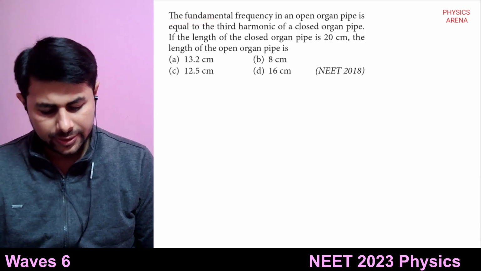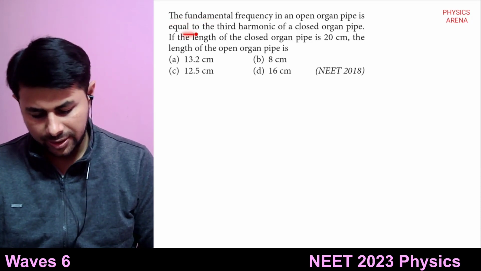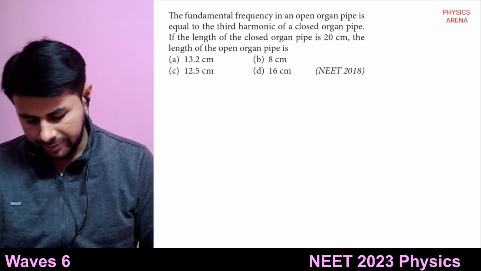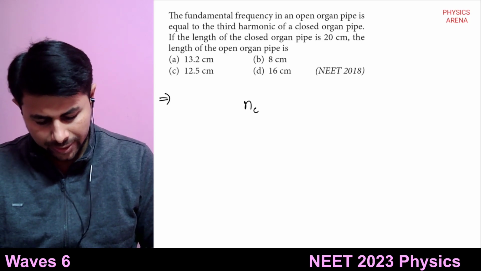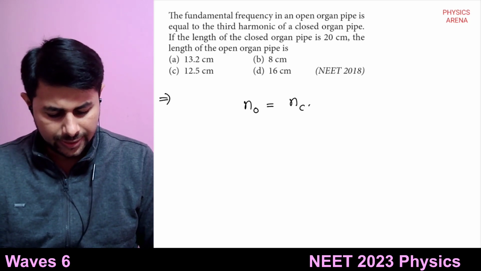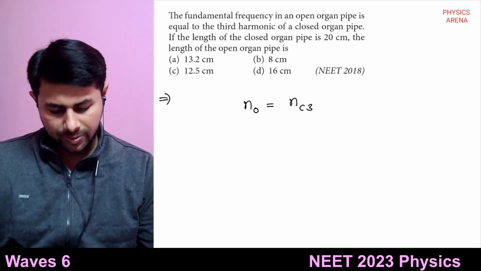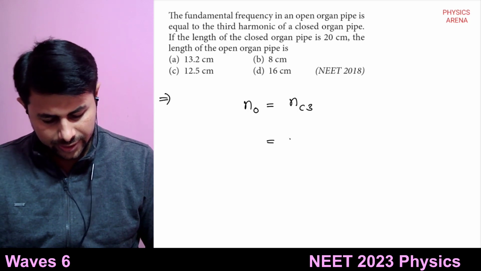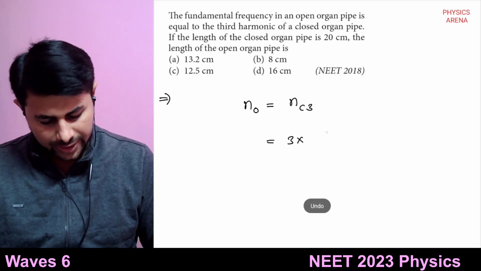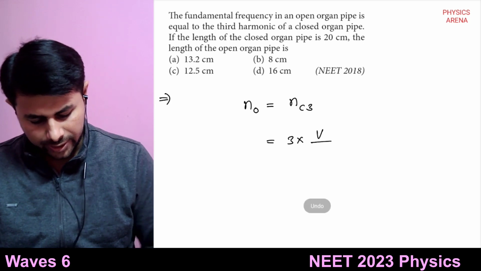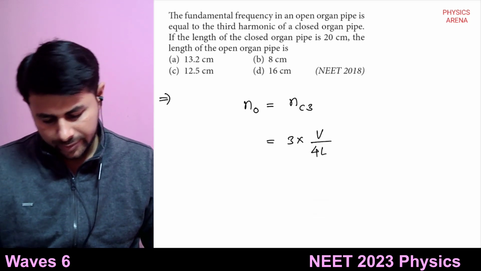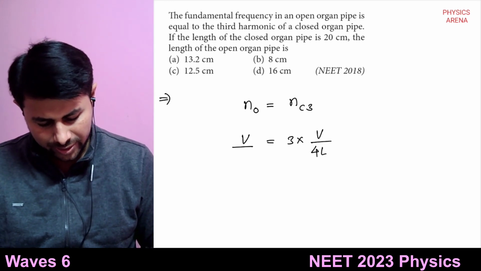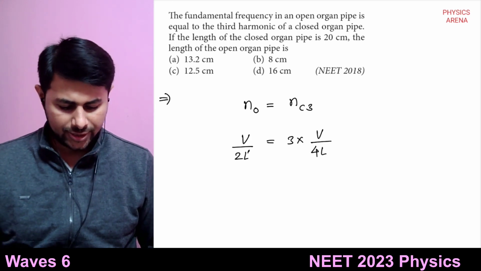Fundamental frequency in an open organ pipe is equal to third harmonic of closed organ pipe. Fundamental frequency of NO is equal to NC3, right? Third harmonic. The length of closed pipe is 20 centimeters. So this is 3 times V upon 4L for the closed pipe. The length of open pipe is very straightforward. This is V upon 2L. Let's call it L dash.